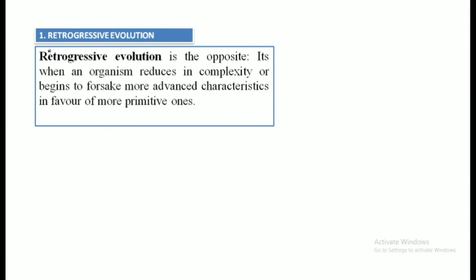First one is the retrogressive evolution. Retrogressive evolution is the opposite. That means it is when an organism will develop into a simple form. It reduces its complexity or begins to forsake more advanced characteristics in favor of the more primitive ones.